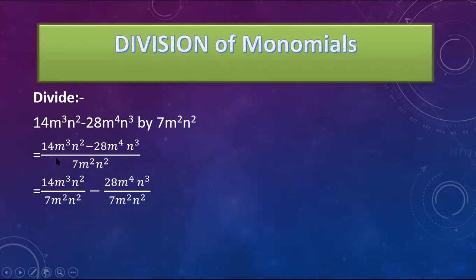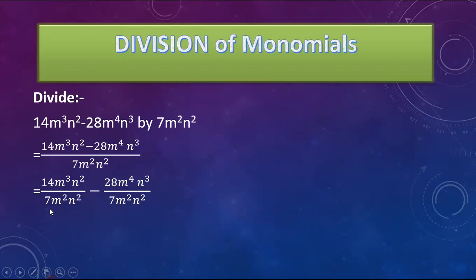What is step number 1? First, you have to write the dividend, whatever the dividend is. If there are 2 terms, you can write 2 terms. If there are 3 or 4 terms, just write down the 4 terms over the divisor. Then write separately the first term over the divisor, the second term over the divisor, the third term over the divisor. Now, step number 3 is you have to check the signs first. Then the coefficient and then the variables.